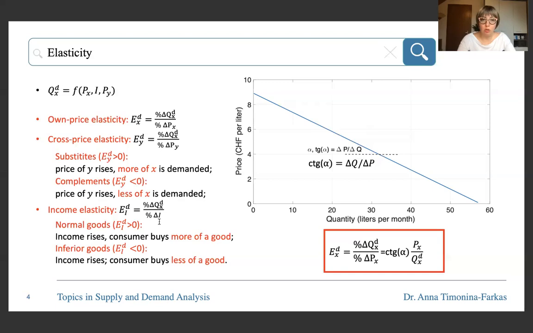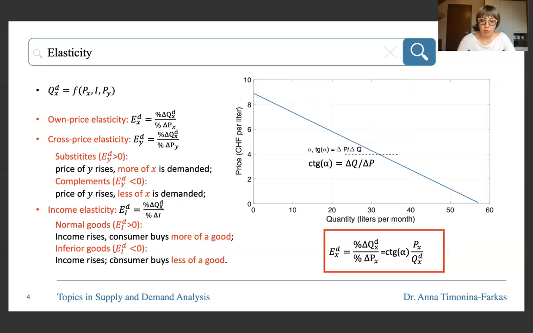Here, one can also distinguish between different types of goods. For example, if my income grows and I start to purchase more of a good X, this means that the good is a normal good. However, if my income grows but I start to purchase less of some good, it tells me that the good is an inferior good.